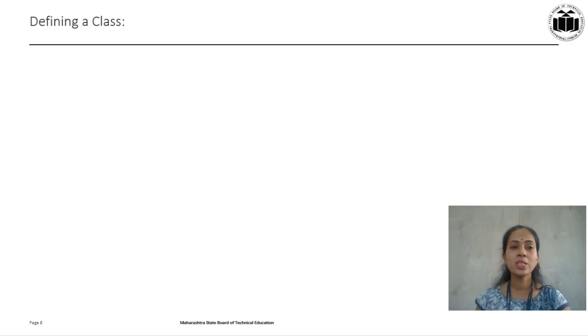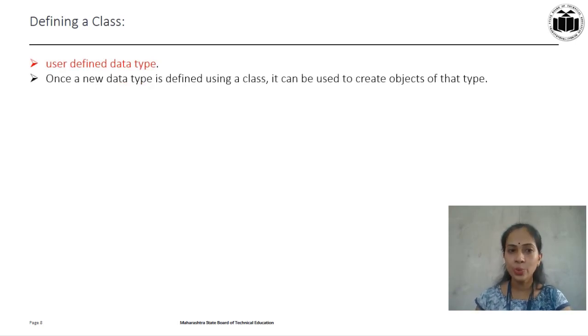So first we will see how to define a class. As we know, in Java everything is objects and classes. That is why we can say that Java is an object-oriented programming language. So a class is nothing but a user-defined data type. Once a new data type is defined using a class, it can be used to create objects of that type. Everything in Java is associated with classes and objects along with their attributes and methods.